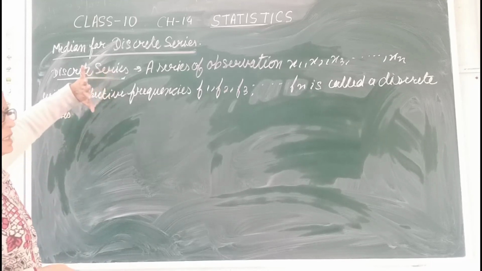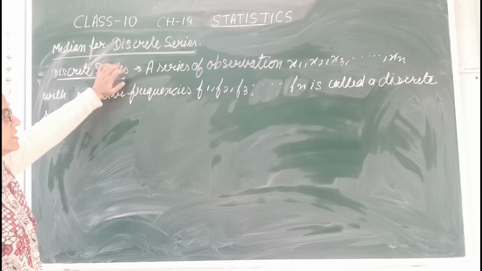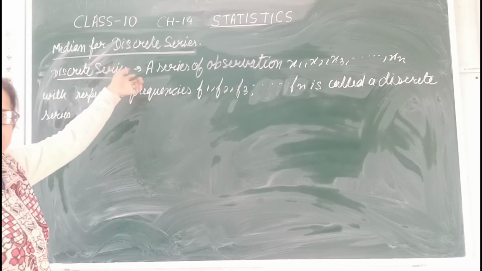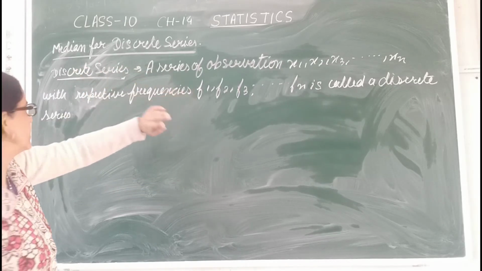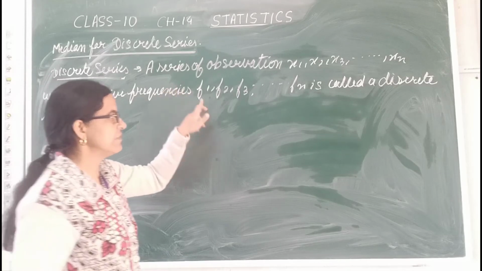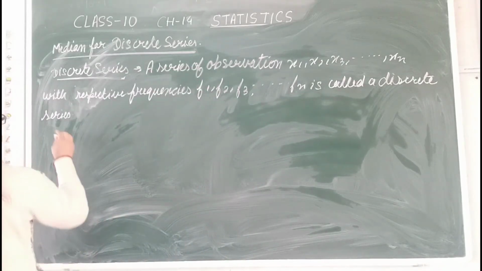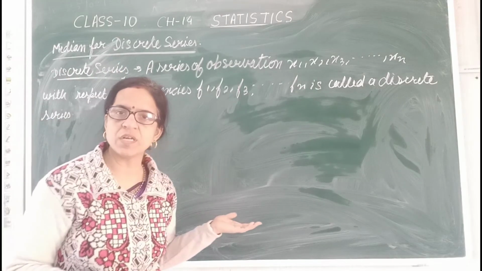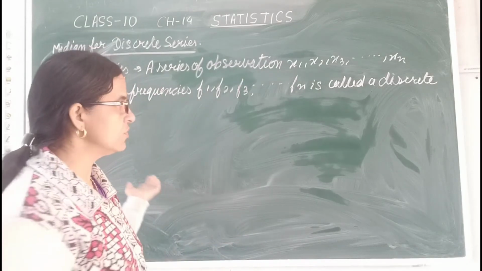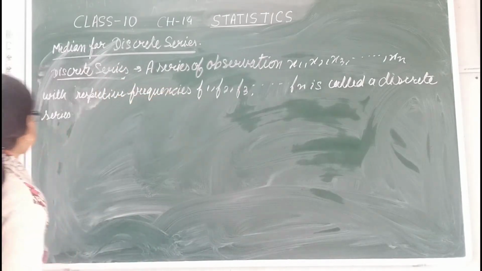So children, don't be confused with so many types of series. It is simple, just because there are three types of observations, meaning data: ungrouped, discrete and grouped. That's why the introduction was made. Median for discrete series, the same formula which we have done for ungrouped data we can follow over there. So let us first understand with the help of an example.